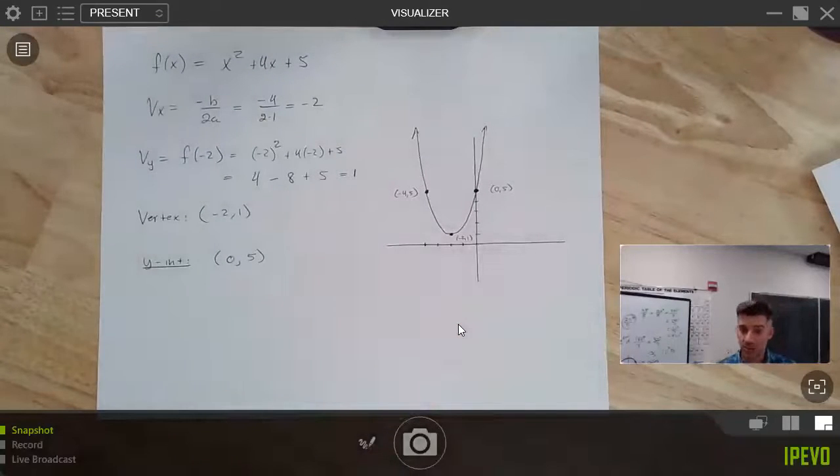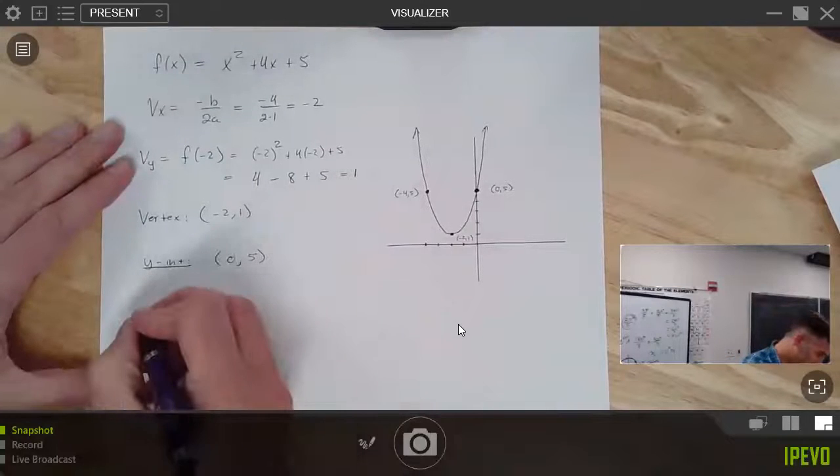But we can also see it using our algebra skills. Let's try and find them. How do we find the x-intercept always? We set y equal to 0.